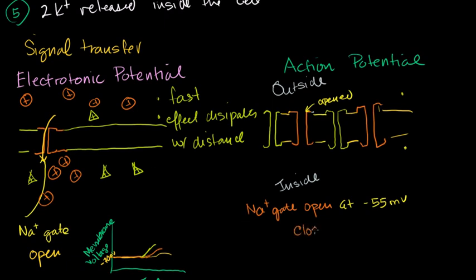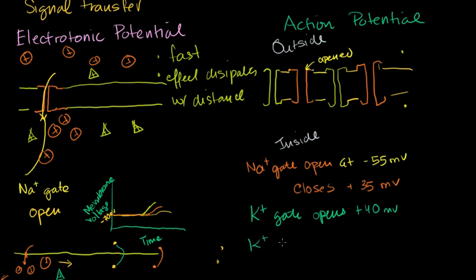Let's say it closes, and these are all rough numbers, but the main idea is for you to get the general idea. Let's say it closes at, I don't know, plus 35 millivolts. And let's say that our potassium gate opens at plus 40 millivolts, just to give an idea of things. And let's say the potassium gate closes at, I don't know, minus 80 millivolts.